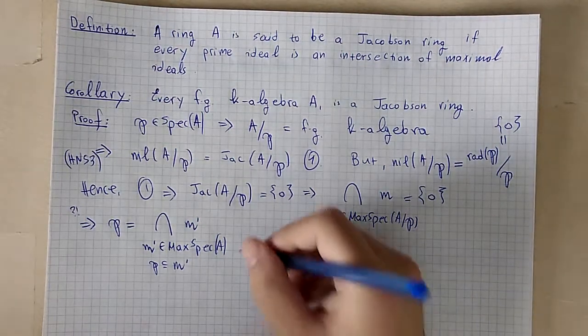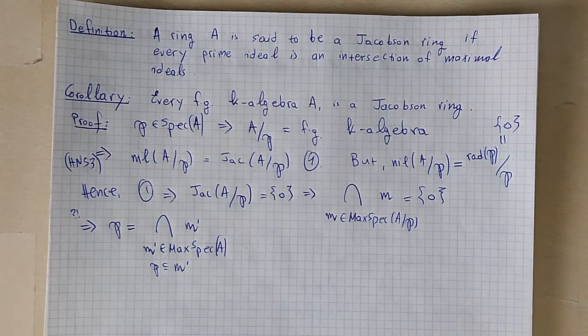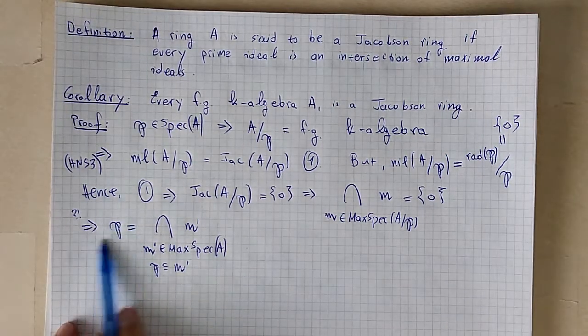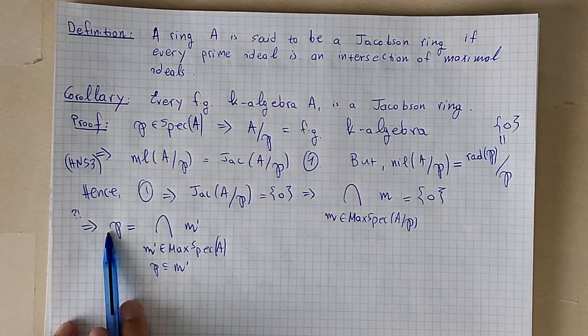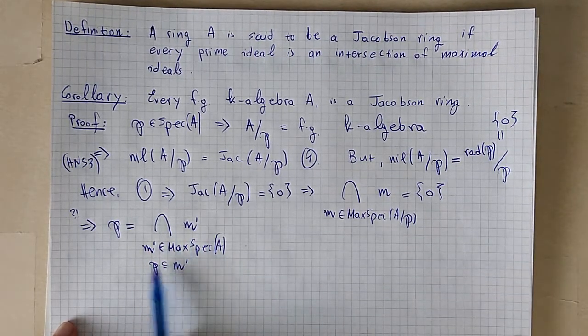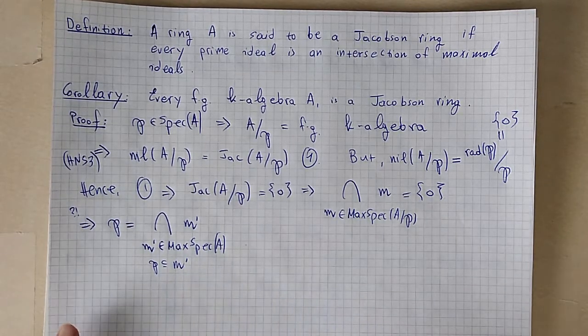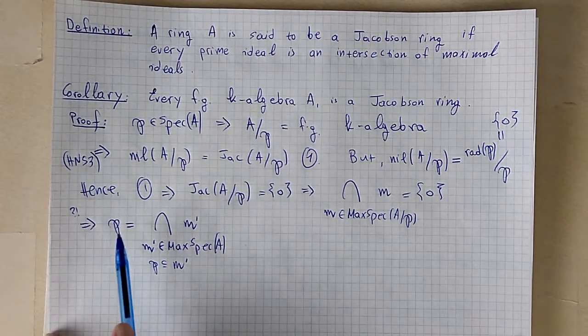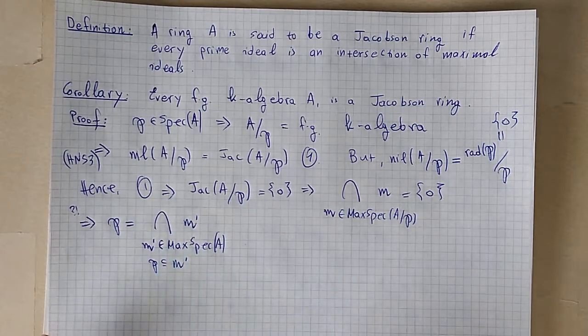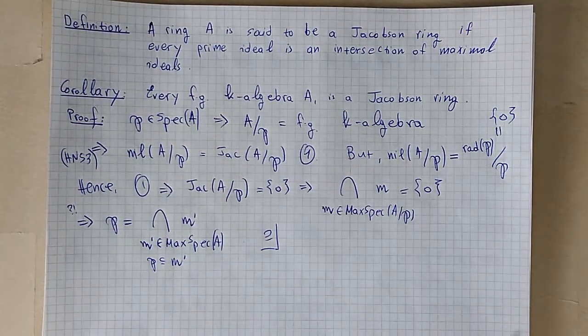Okay, so how do we prove this? First of all, if I have an element that lives in P and I consider an arbitrary maximal ideal M prime containing P, of course this element is also going to live in M prime. So the fact that P is a subset of this intersection is trivial. Let's try to see why the other inclusion is true.